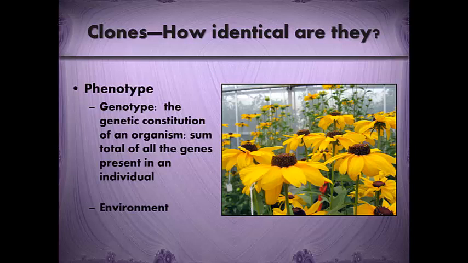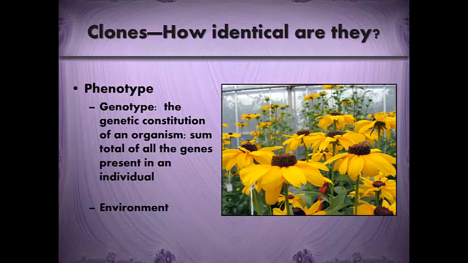There are some reasons why your plants that you asexually propagated might not look identical that isn't necessarily a mutation reason. And the first reason is a concept we call phenotype. Phenotype is the interaction of the plant's genotype and its environment. Which brings us to the next question, what is the genotype? Well, you can see it's defined here as the genetic constitution of an organism, or the sum total of all the genes present in an individual.